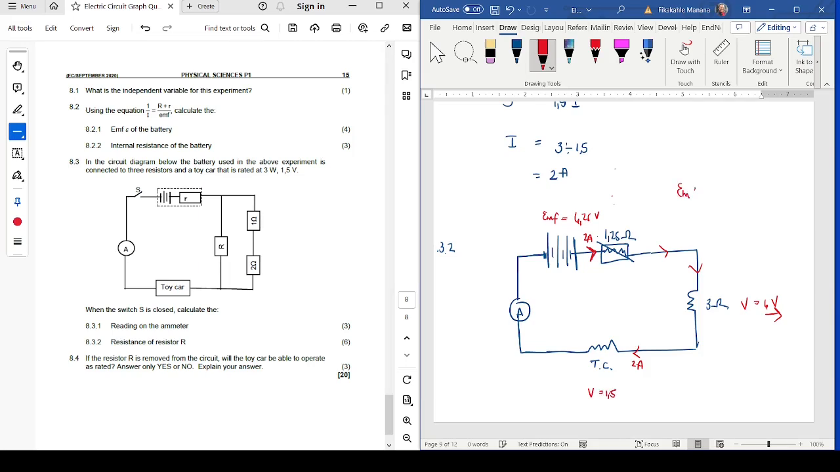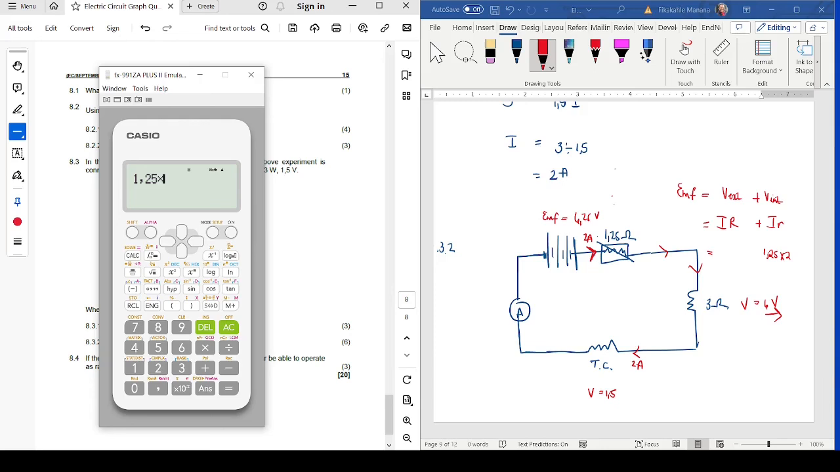Okay, and remember our EMF is our external voltage plus our internal or lost volts, which is equal to I big R plus I R. This EMF needs to be 6,25. Okay, or less, but it has to be 6,25. That's just a given. So our internal voltage would be 1,25 times 2, which is 2,5.